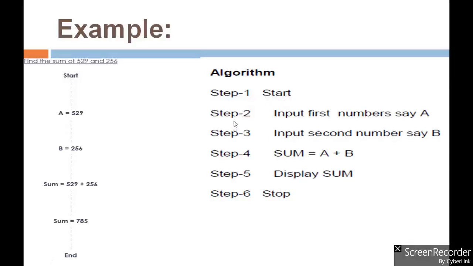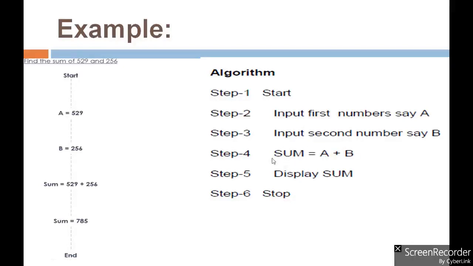Then in the second step, as we can see from the figure on the left-hand side, some value is stored in a variable named A. So we will write the second step in the algorithm like: input first number, say A. That means input some value in variable A. Then the third step, input the second number, that is B. In the next step we will perform addition, that is, sum is equal to A plus B. This is a mathematical operation and it denotes that numbers A and B are added and the answer is stored in the variable sum.